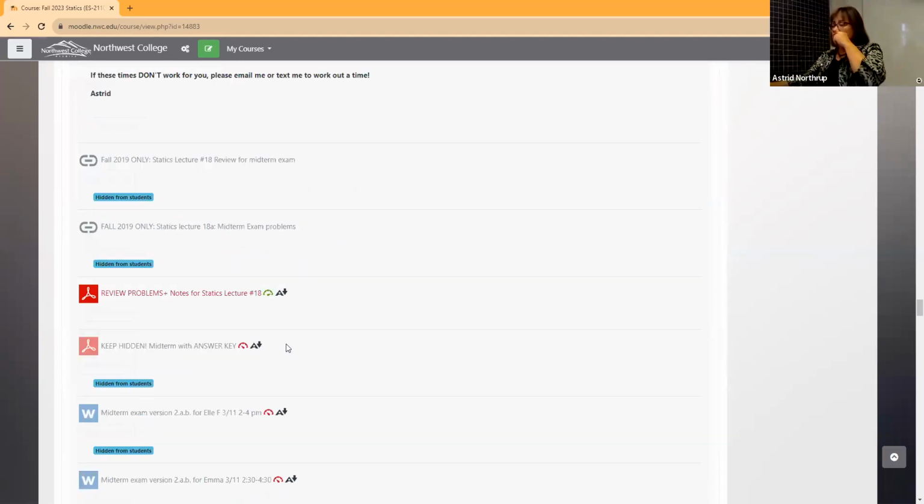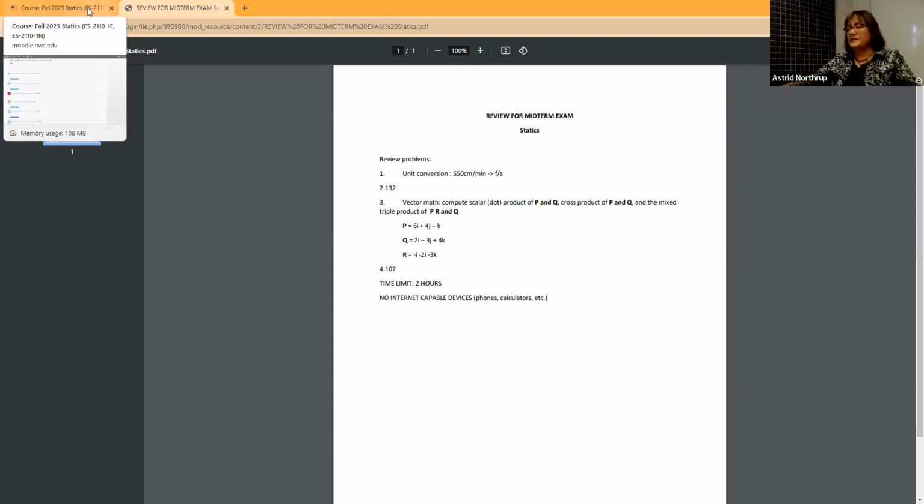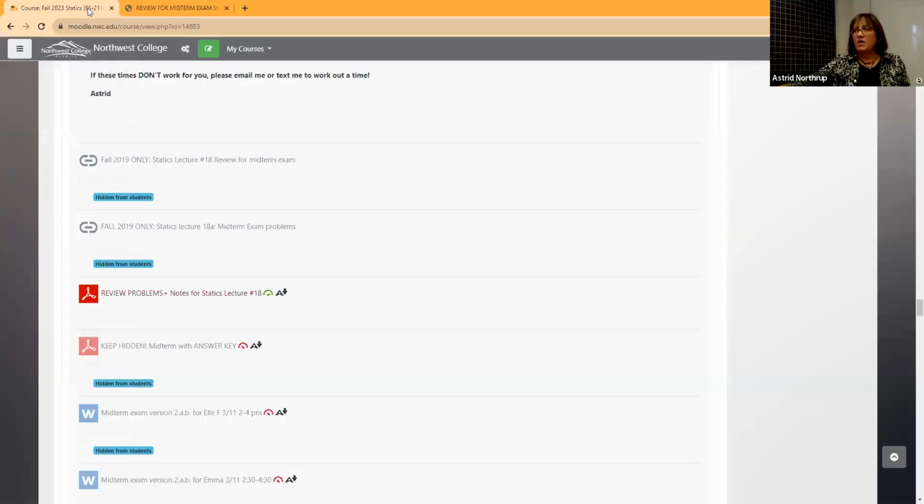All right, so what does the exam look like? When we get to this point, if you take a look at the review problems, you'll see that we have a unit conversion problem, then we have a problem from the textbook, 2.132, some vector math, and then 4.107. If you do these problems, you will be very well prepared. They're not exactly the same problems, but these are the nature of the problems that will be on the midterm exam.